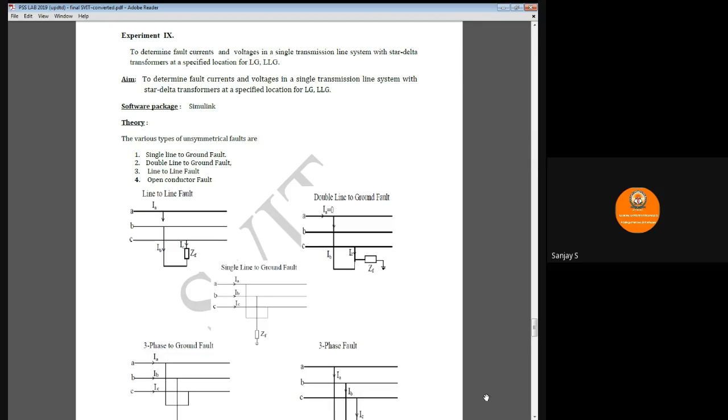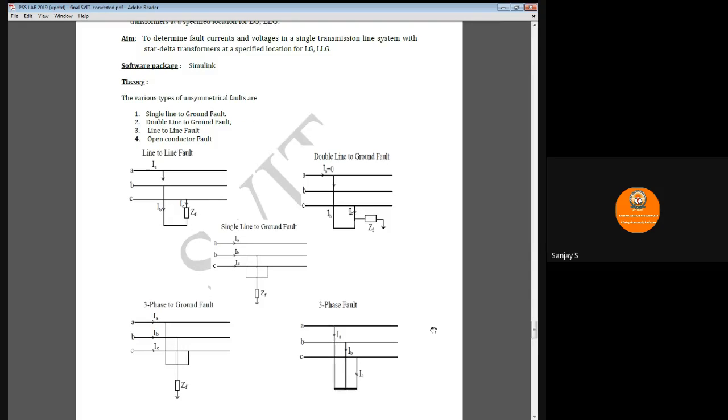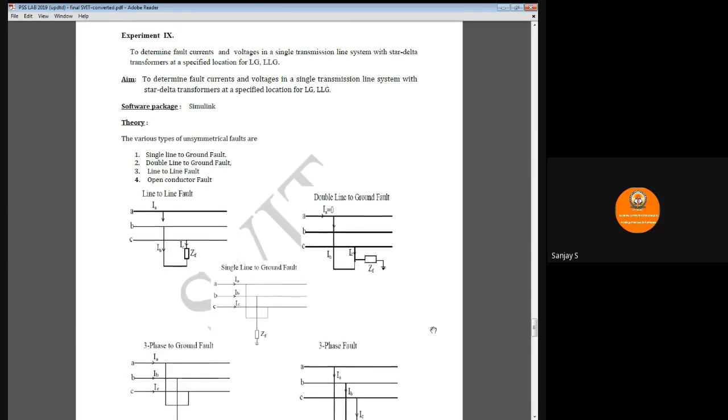So here I have just shown line to line fault, double line to ground fault, single line to ground fault, three phase to ground fault, and three phase fault. Different types of fault have been shown over here. Basically, this comes under unsymmetrical faults. Generally, we have symmetrical and unsymmetrical faults.